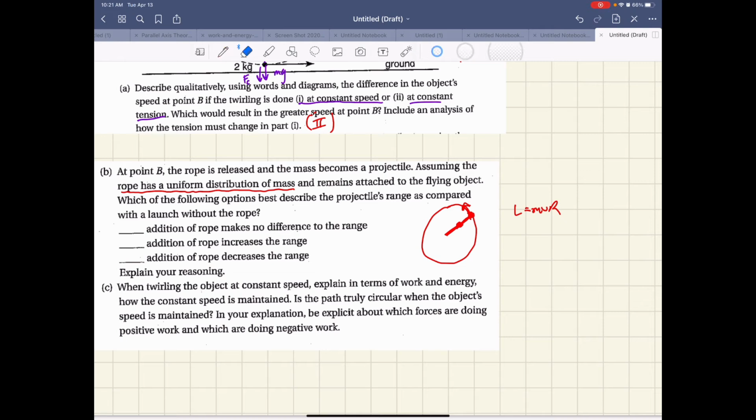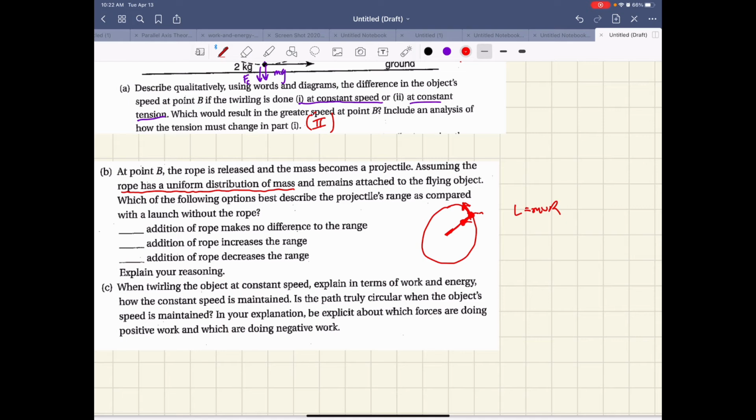And let's just, for argument's sake, say it's right here. Notice that this position right here has less height than that position right there. So you actually have less initial energy, less initial potential energy going into the system because the center of mass position is lower vertically.